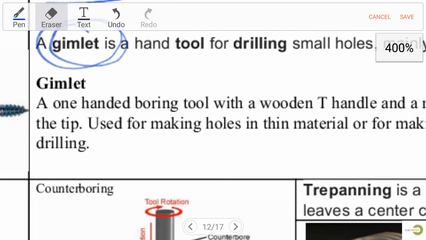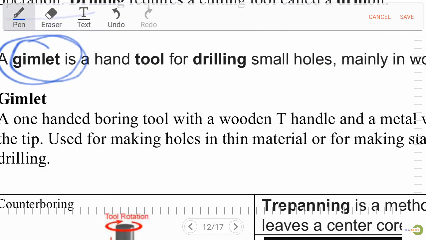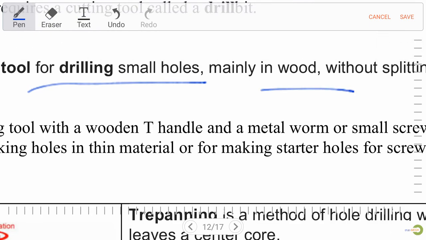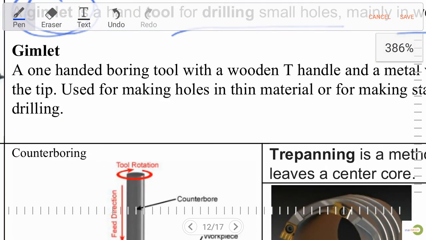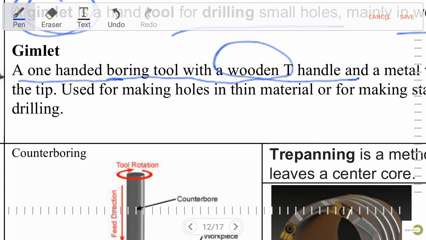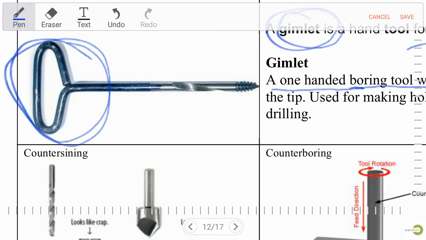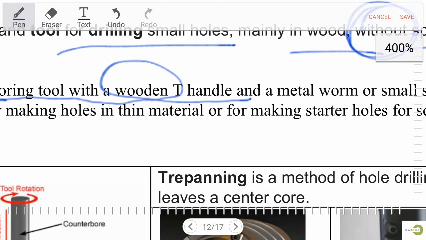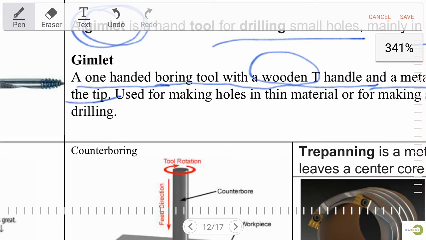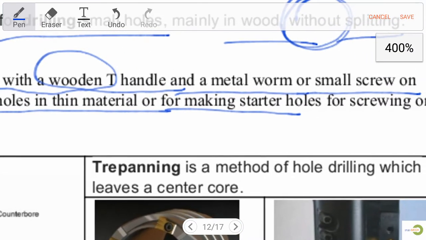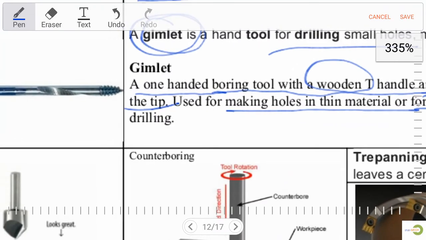So let's see about the gimlet. A gimlet is a hand tool for drilling small holes, mainly in wood, without splitting. Always remember. Another piece of information: a gimlet is a one-handed boring tool with a wooden T handle. Sometimes at this portion over here, as we can see, a metal handle is given, but sometimes a wooden handle is also given. And a metal worm or small screw on the tip is used for making holes in thin material or for making starter holes for screwing or drilling.